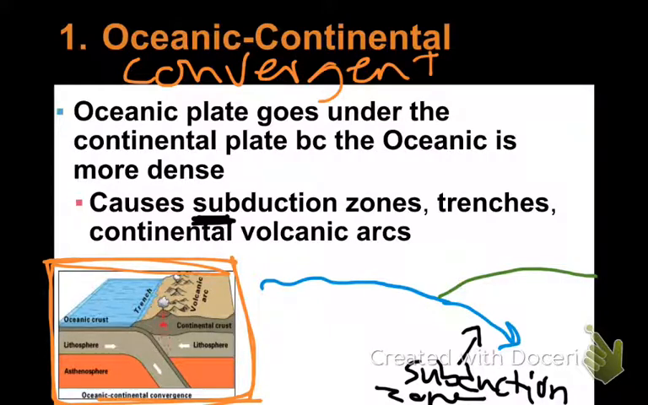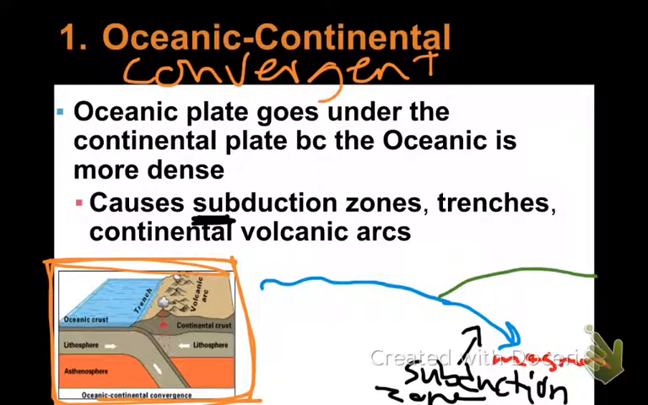So now I want you to think about, if you have this ocean plate that is going down below the continental plate, as it continues to go down into the earth, what is it eventually going to hit? Well, eventually it's going to end up hitting magma. This is all magma down here because it's going down into the mantle.